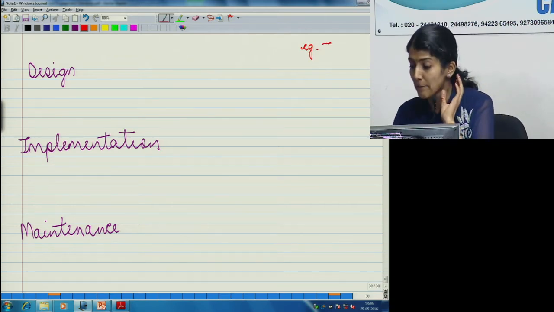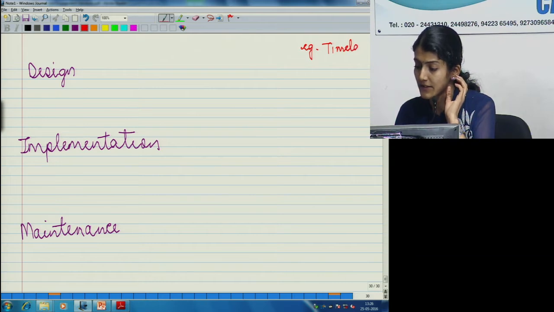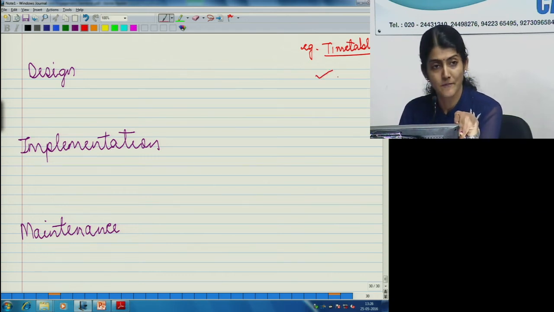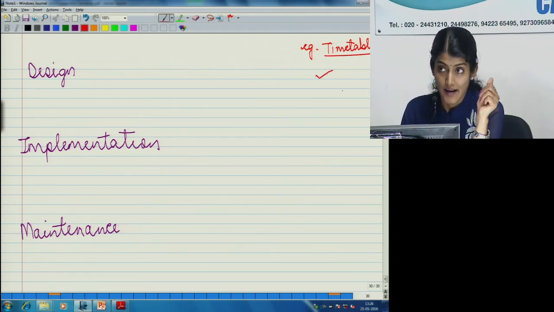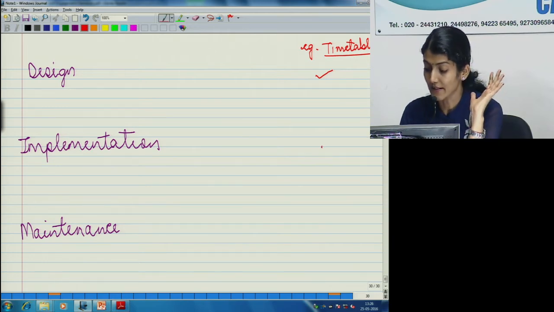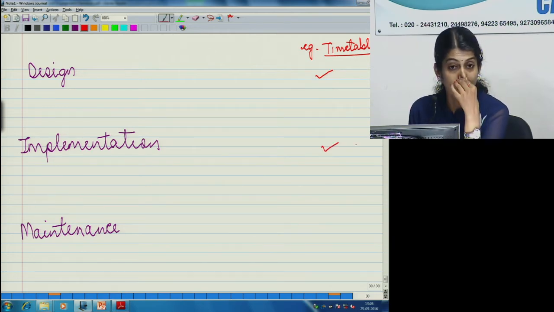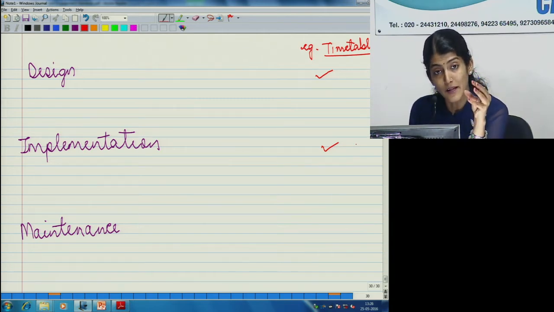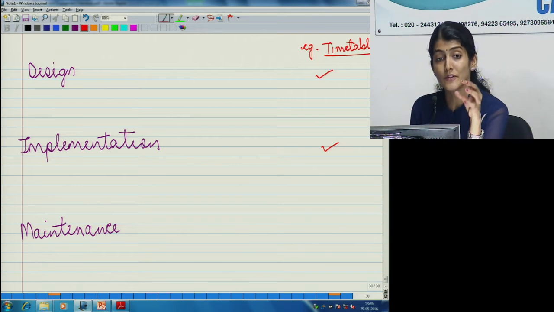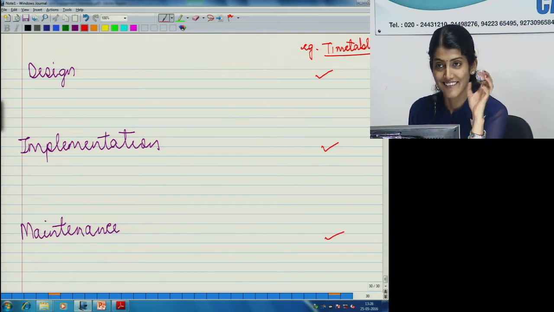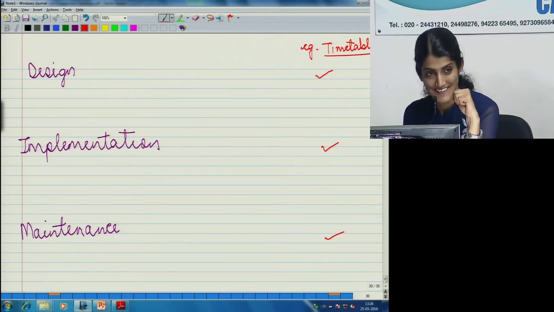The best example to understand DIM, design, implementation, maintenance, is your timetable. Have you prepared a timetable? Yes, then that's design. Have you started studying as per the timetable? Yes, then that is implementation. Now say you had prepared the timetable for 4 months. So did you follow the timetable for the entire period for which you had prepared it? Generally never. Then there is no maintenance.